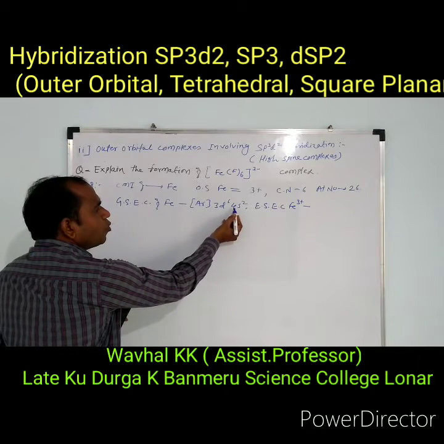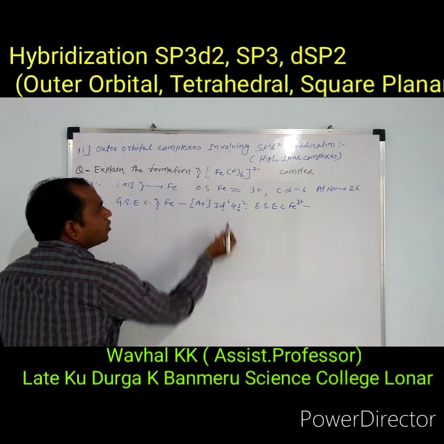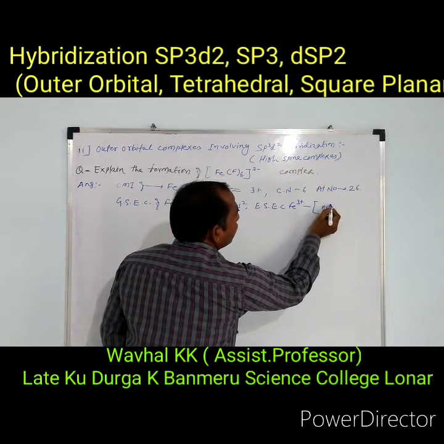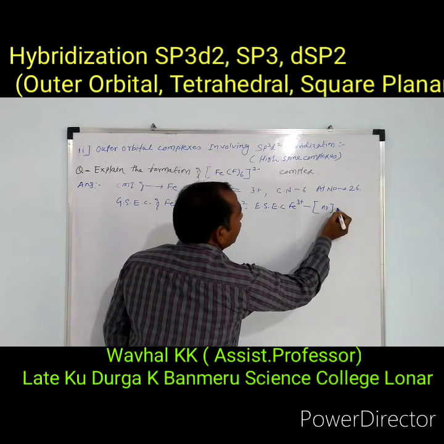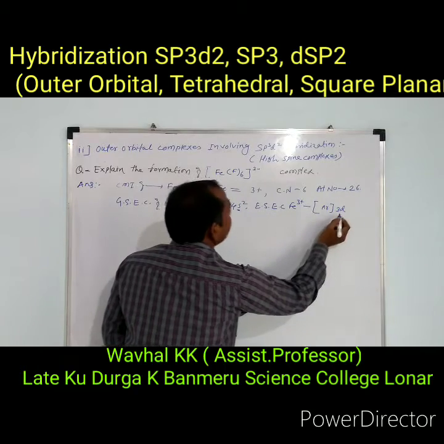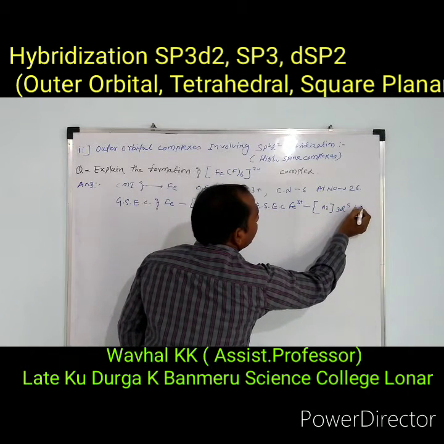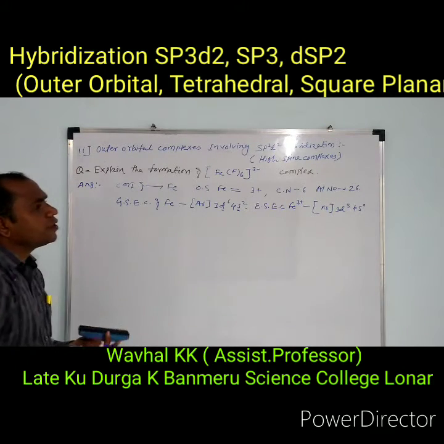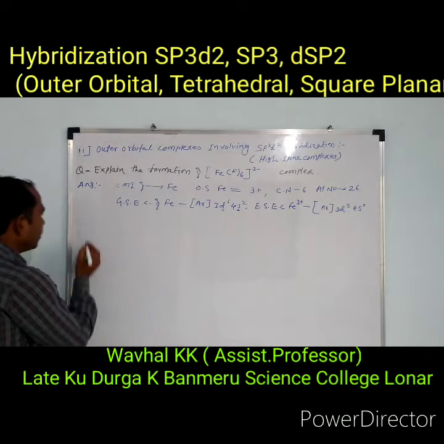2 electrons are removed from 4s and one electron is removed from the 3d orbital. Then the electronic configuration is Ar 3d5 4s0. This information is written in a box diagram here.